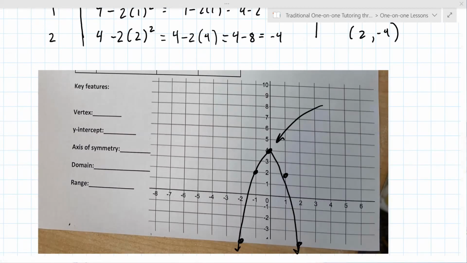Is there a faster way to say y-intercept that's considered normal? No, you're just going to give me the ordered pair. You'll say the y-intercept is whatever it is, blank comma blank.